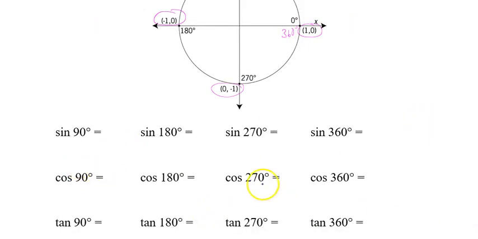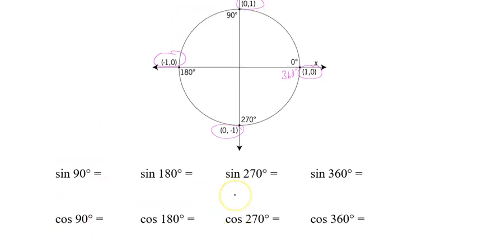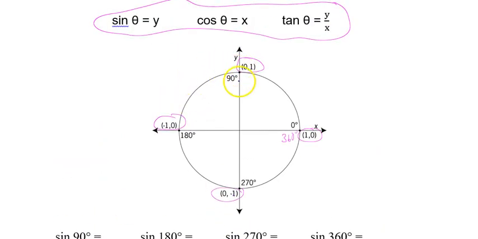I have these examples kind of arranged vertically. So the sine, the cosine, and the tangent of 90. Let's look at that first. So 90 up here has the point 0, 1. So the sine is the y value, which is 1. The cosine is the x value, which is 0.